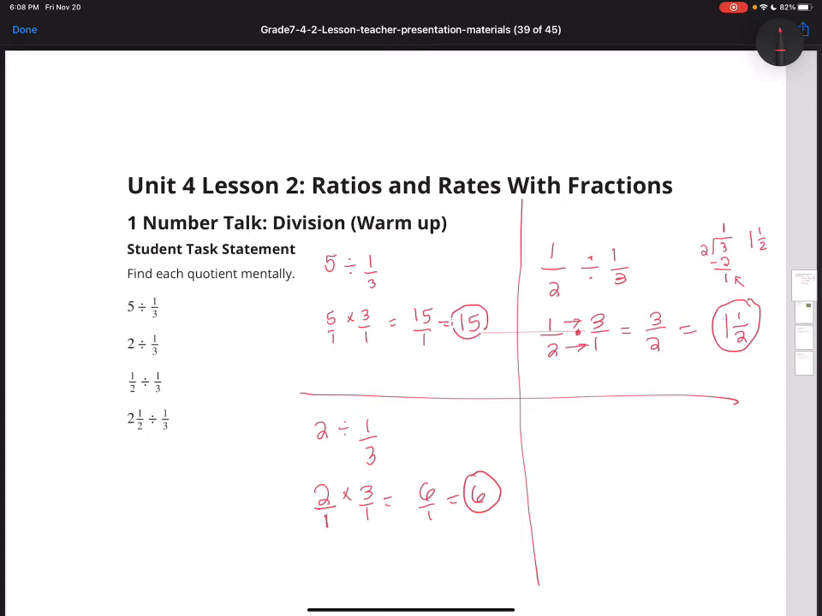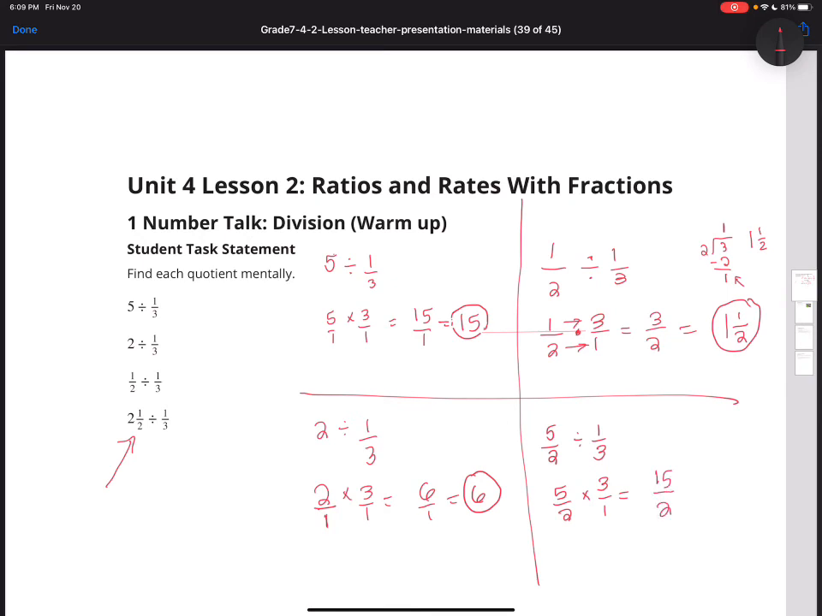Now for the last problem, I see a mixed fraction. For that mixed fraction, I want to turn it into an improper fraction, which I will do by multiplying that whole number 2 times the denominator 2, which would be 4. So 4 plus 1, because I'm adding my product to my numerator at the top, which would be 5/2 divided by 1/3. Now, what I want to do is apply the multiplicative inverse, which is 3 over 1. And this will give me 15/2.